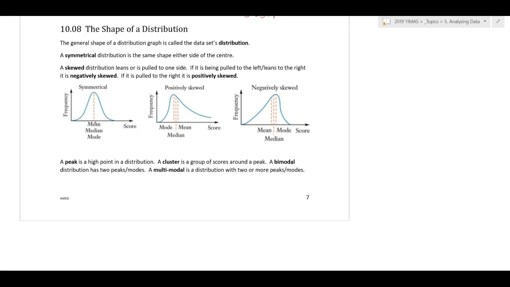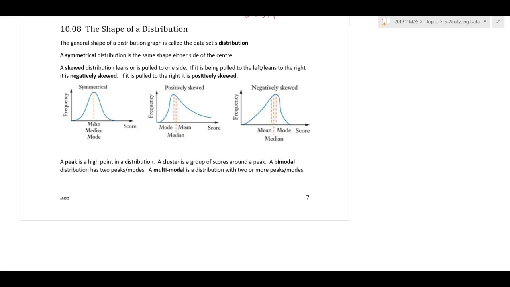I have two different types of skewed distribution here. You can see the mode is the tallest part on each of these, but it's not symmetrical either side of that. It falls away sharply on one side and slowly on the other. Now, the side where it falls away slowly is how I describe its skewness. So this is falling away slowly.